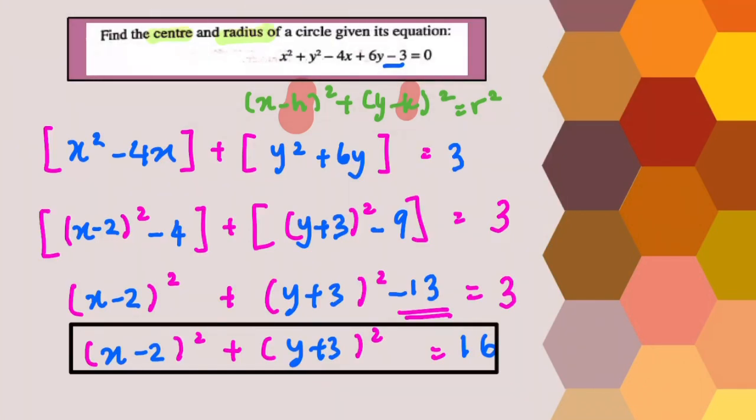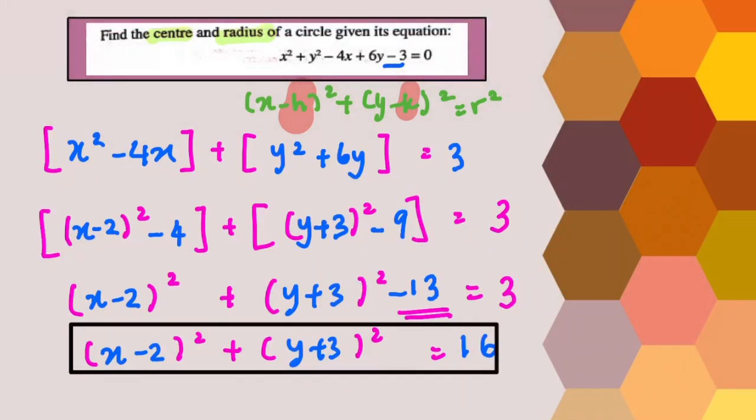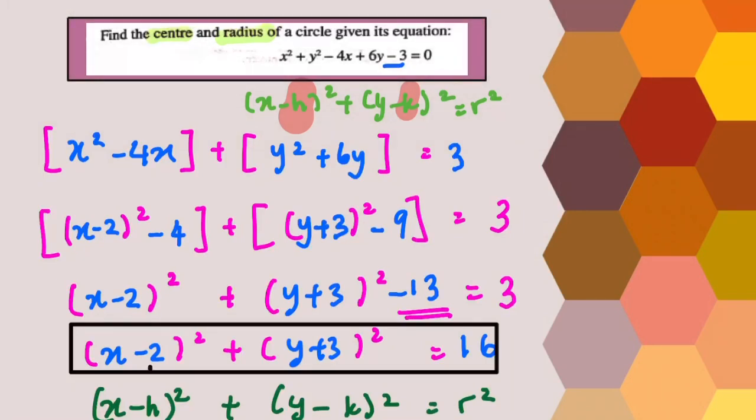Now we can compare our equation here with the standard form of a circle, (x − h)² + (y − k)² = r². So we can see our h, and we can see this is our k, and we can see this is r squared. You can square root it.